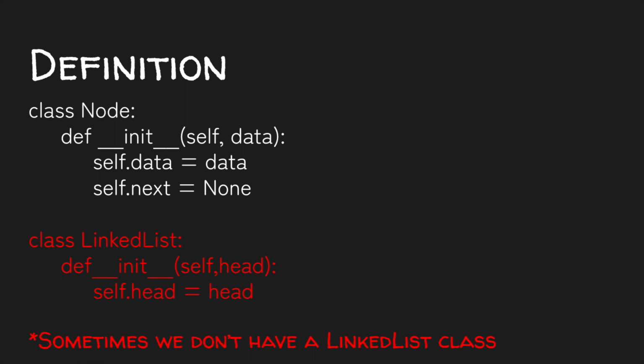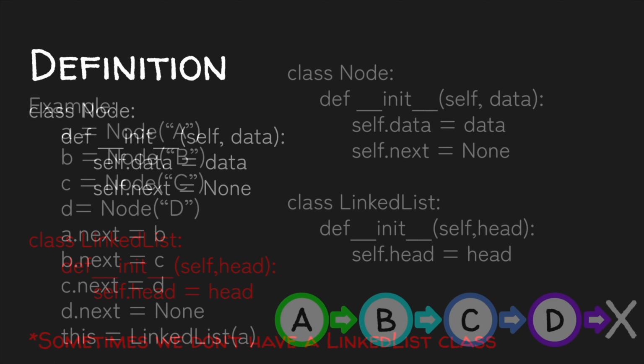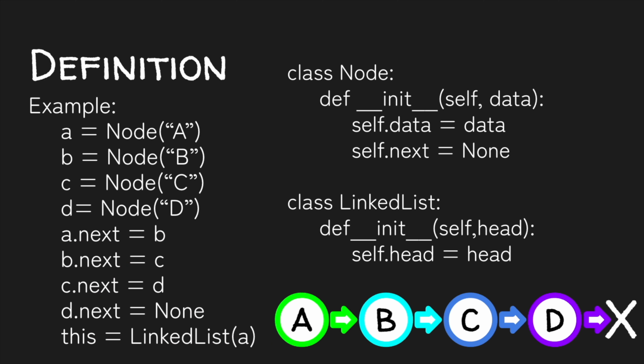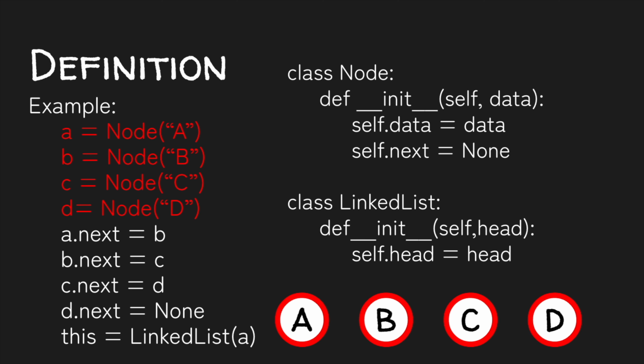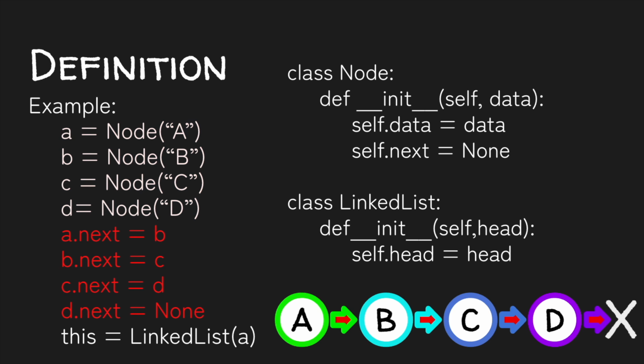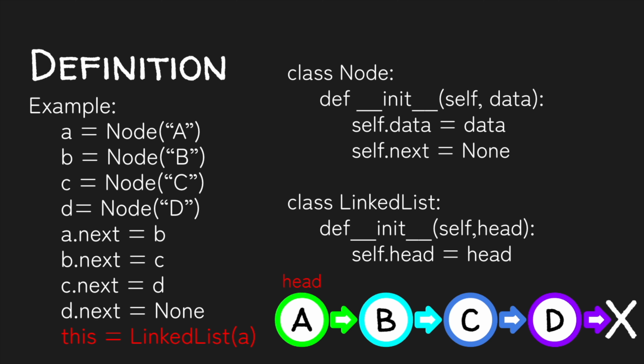Okay, so now that we've built our node and linked list classes, let's make an instance of a linked list. We're going to be building the linked list depicted on the bottom right, with the nodes A, B, C, and D. The first step is to create instances of all the nodes. Next, we set the pointers of each node to connect the nodes together linearly. Finally, we create the linked list instance with A as the head node. And now we're done building our linked list with nodes A, B, C, and D.